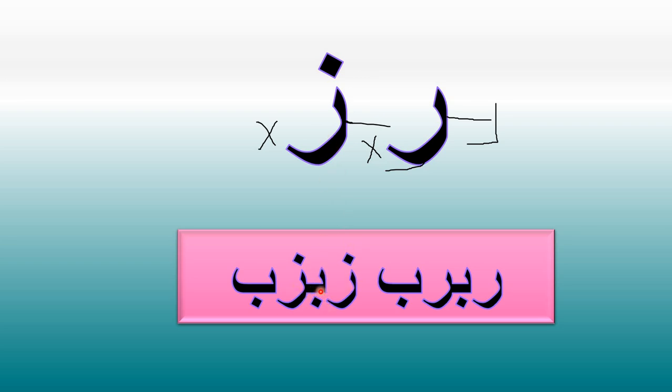And this one is B, B again. And here is Zay, Zay again. And Ba, Ba again. Our next letter is going to be Sheen.